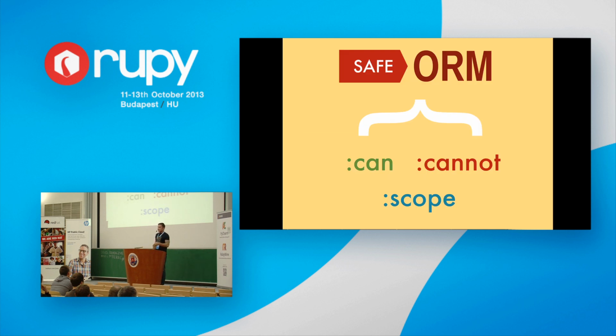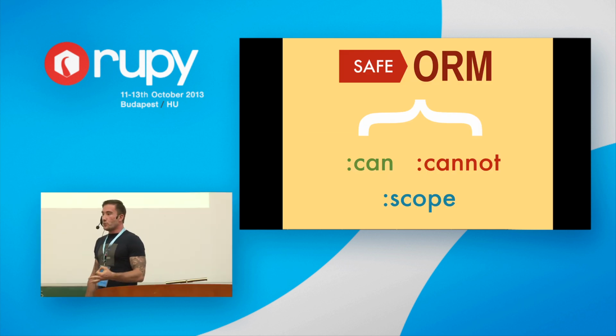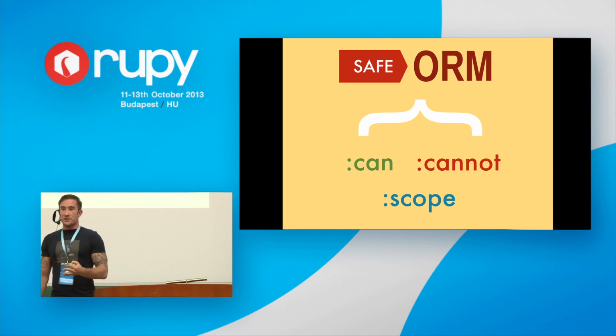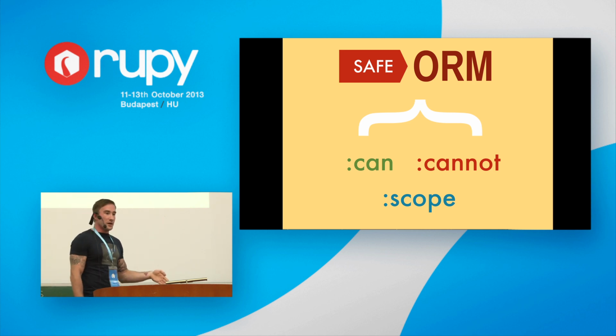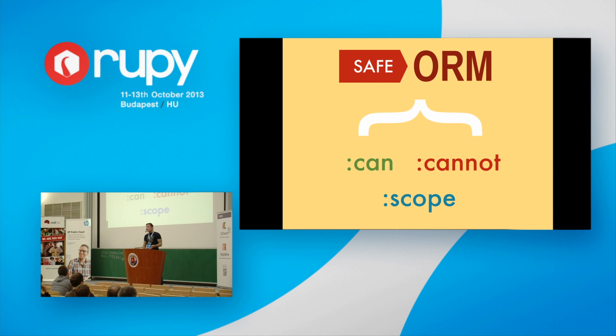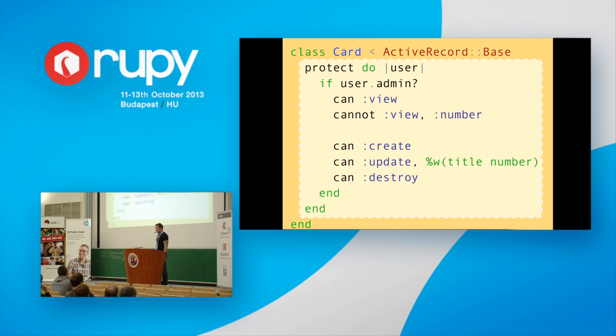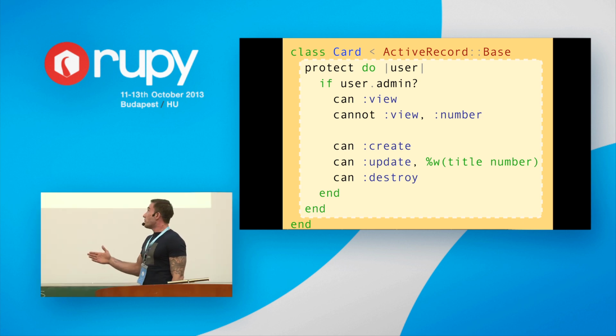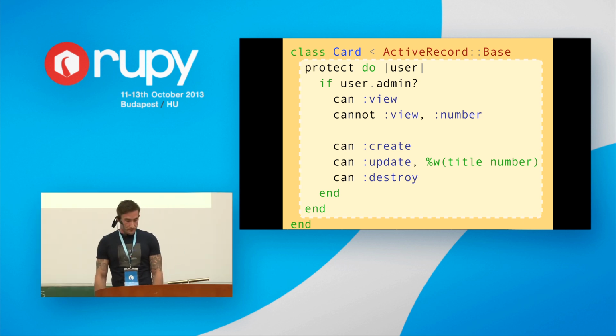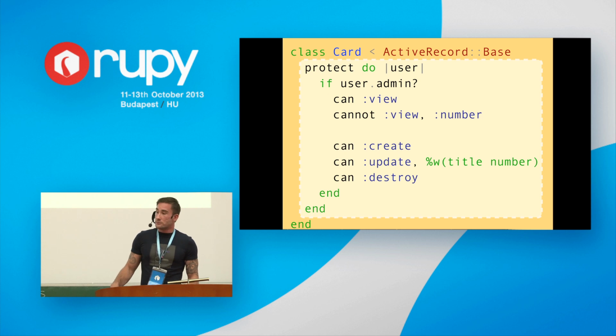Internally, when you know the context, Protector gives you three magical keywords that help you to manage things and to decide what can be done and what cannot. Those are can, cannot, and scope. Here is a live sample of code we have with a live model, the same model, card. We have a block that is Ruby code that gets as its first argument the security context.